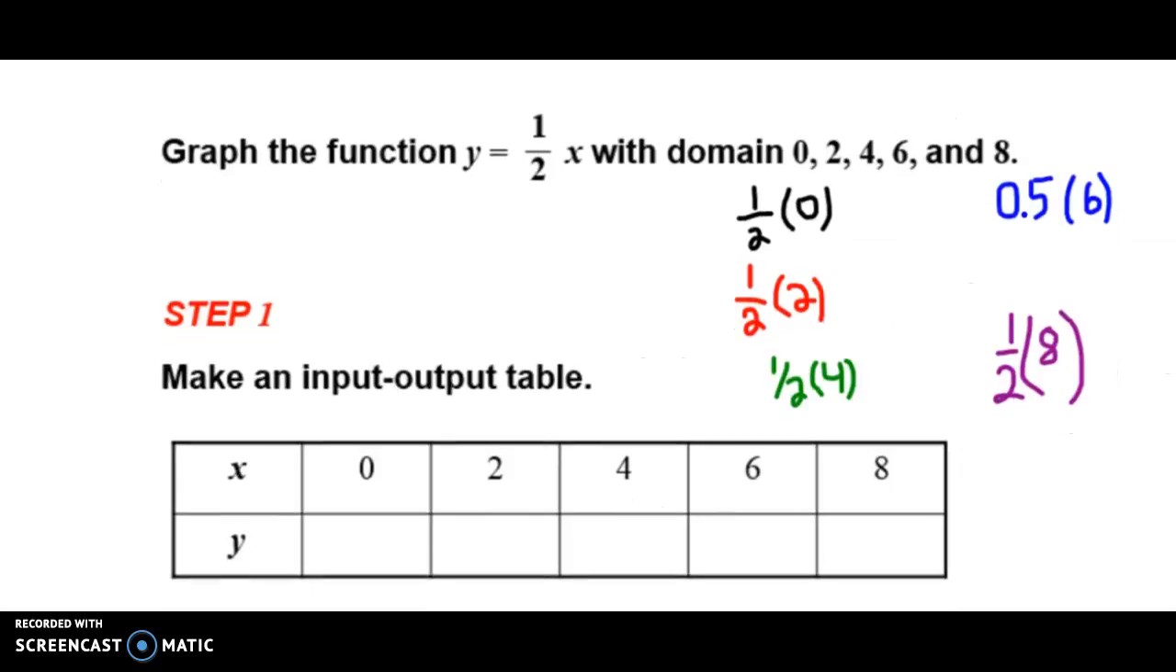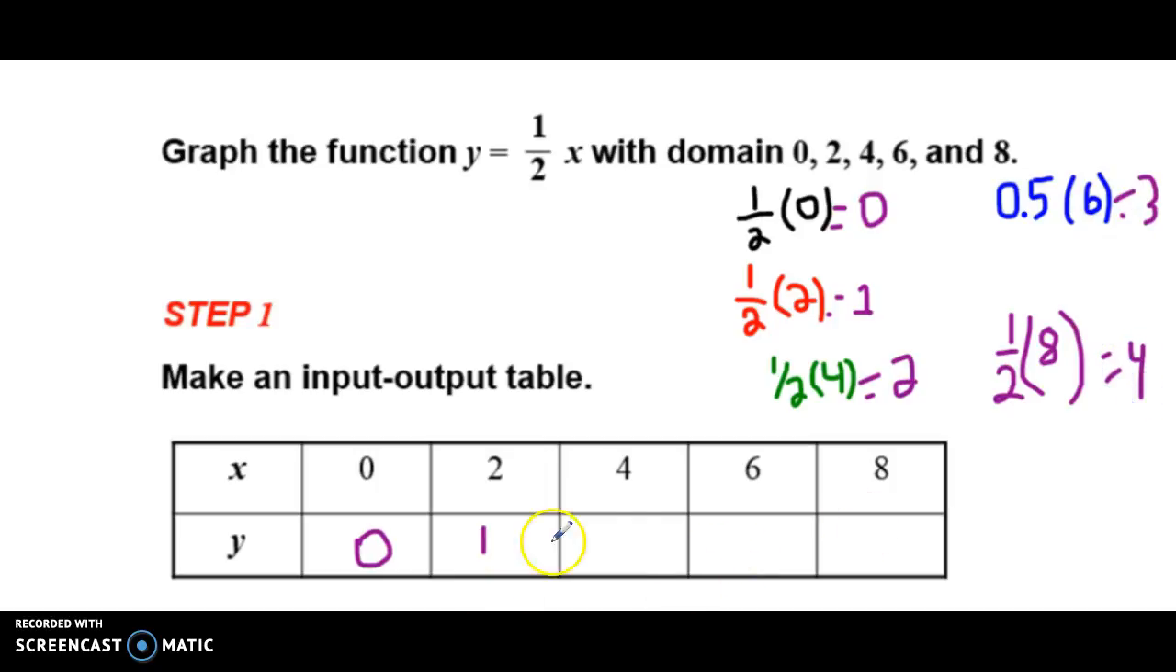Alright, so for the first example, we're building off of what we did in class in terms of evaluating a function, plugging numbers into these rules. First up, we're asked to graph the function y = 1/2 x with the domain 0, 2, 4, 6, and 8. So we just get down to it, we start plugging in. When x is 0, 0 times 1/2 is going to be 0. 1/2 times 2 is going to be 1. 1/2 times 4 is going to get us 2. 1/2 times 6 is going to be 3. And 1/2 times 8 is going to be 4.